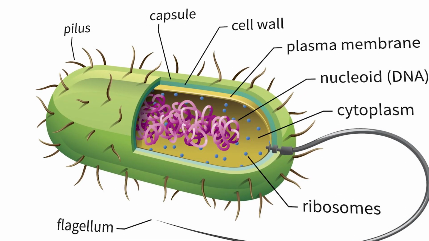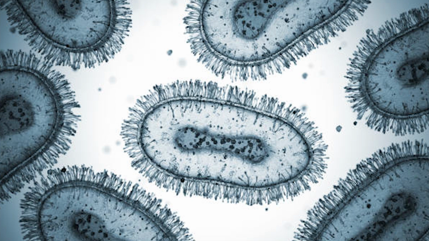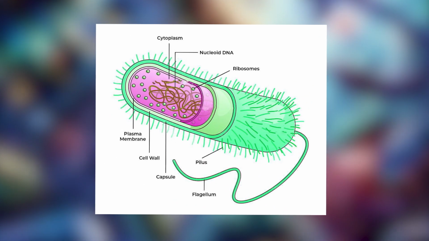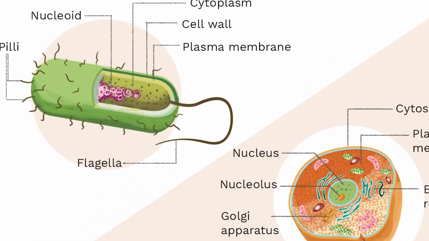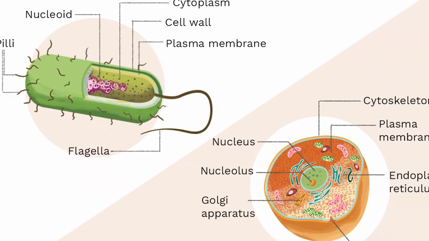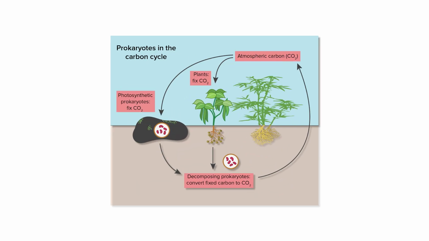Now, smaller than most cells are prokaryotic cells, such as bacteria. These usually range from 1 to 5 micrometers. Their small size is partly due to their simpler structure, lacking a nucleus and most of the organelles found in eukaryotic cells. Despite their size, prokaryotes play critical roles in ecosystems, including decomposing organic material and aiding digestion.